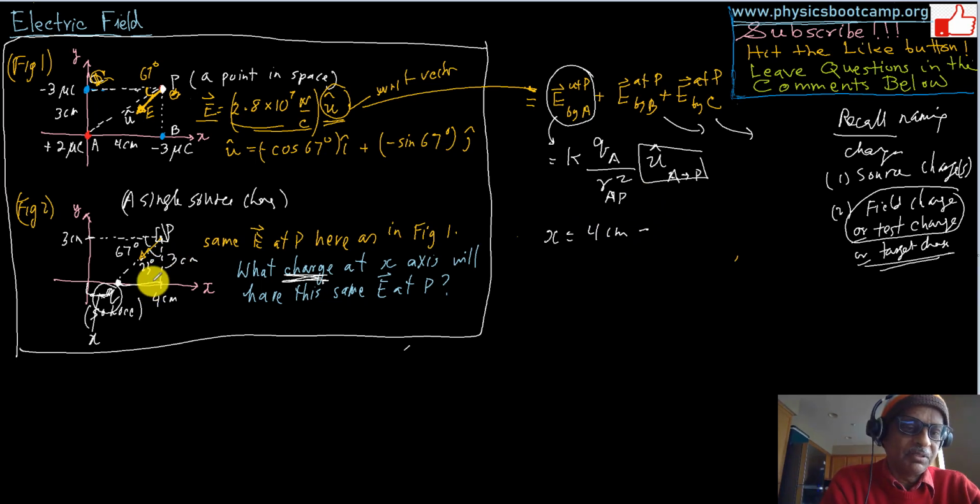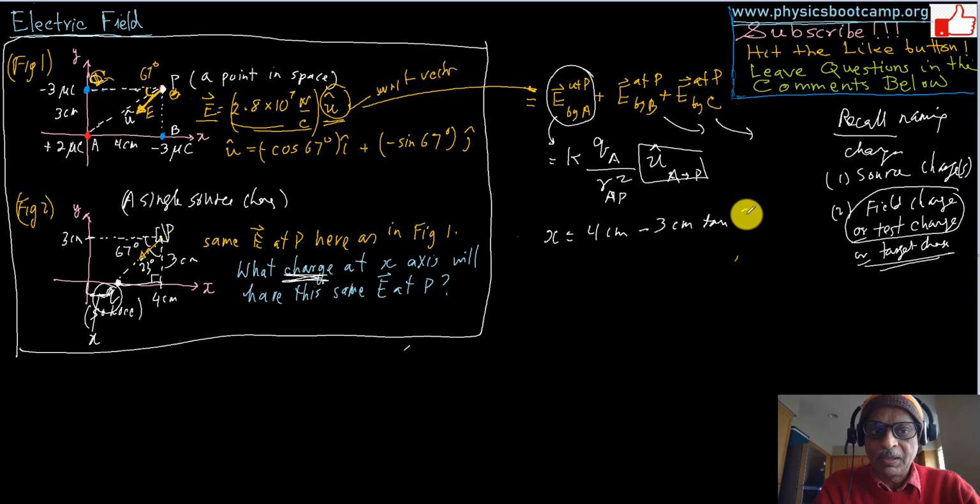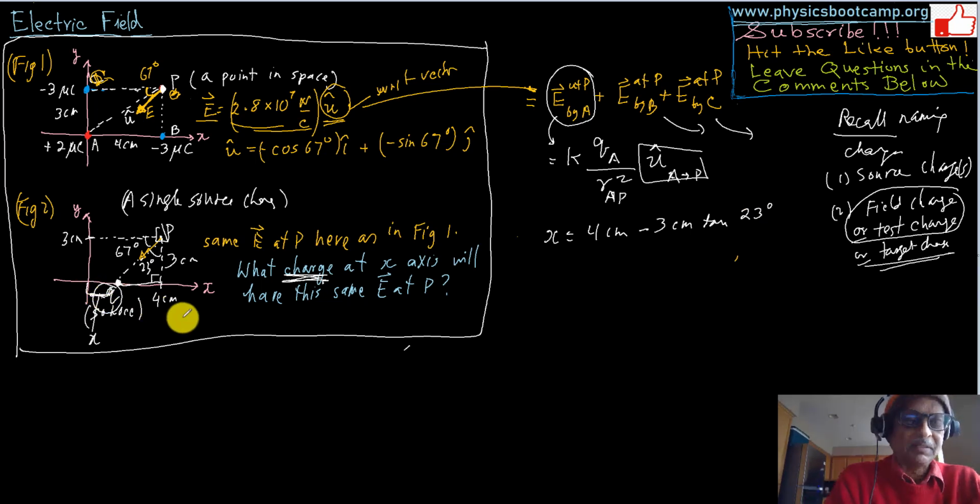3 centimeter. If you look at this triangle, this is 90 degrees. So this is base, and this angle is theta. So this will be P over B equals tangent theta. So this is 3 centimeter tangent 23 degrees. Okay. So that's the x for this.